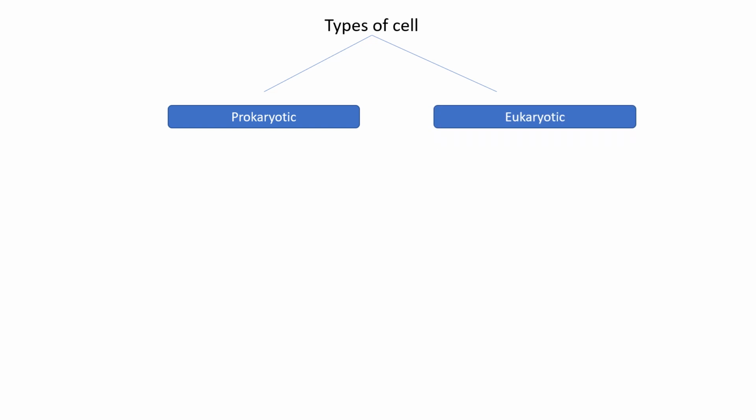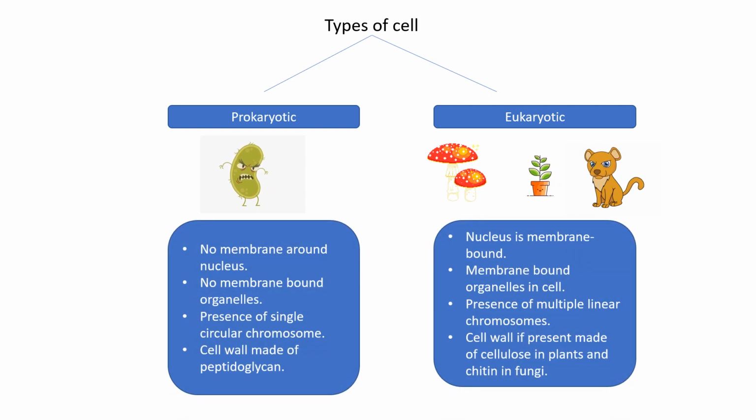Now let's discuss the types of cells. So there are essentially two main types of cells based on their structure and functionality. The first one is the prokaryotic cell and the second one is the eukaryotic cell. Now prokaryotic cells are essentially bacterial cells, whereas eukaryotic cells can be fungi, plants, animals, etc.